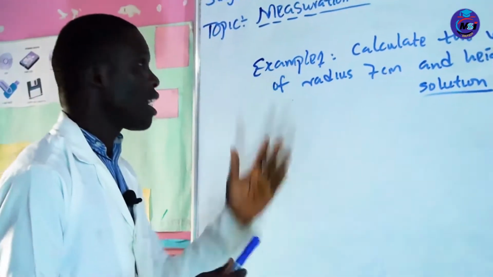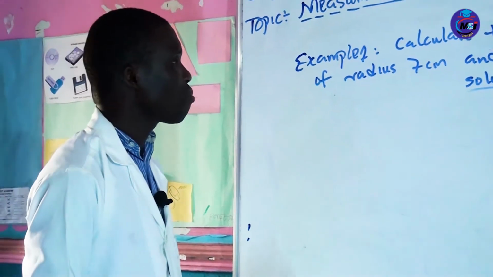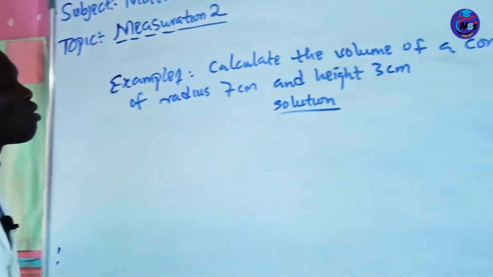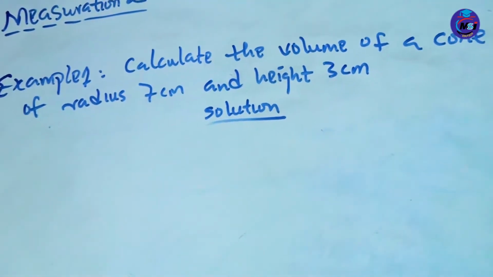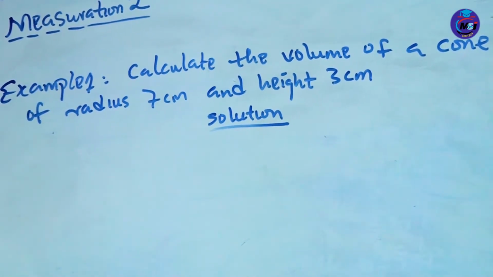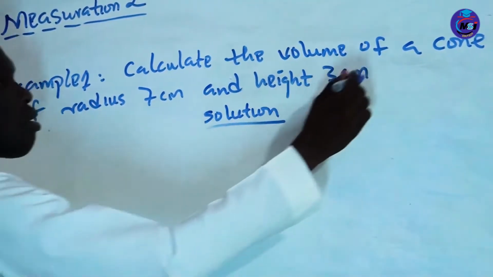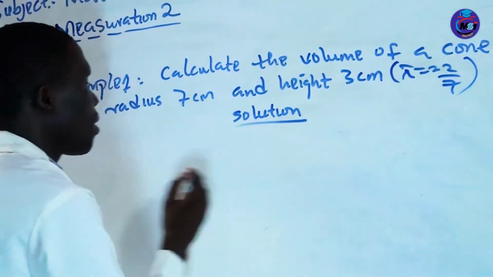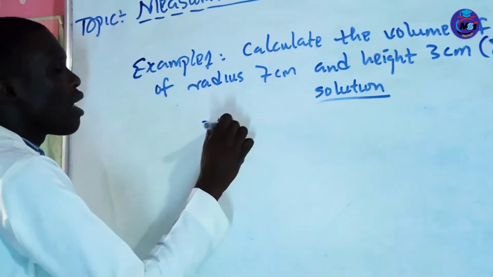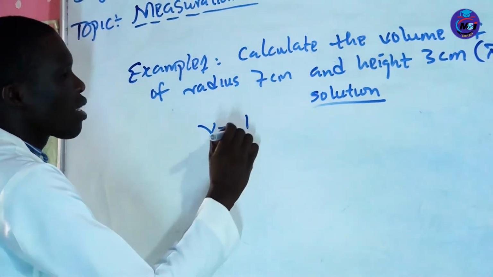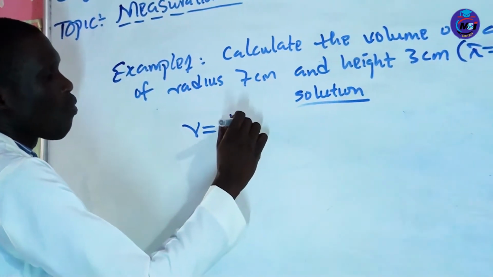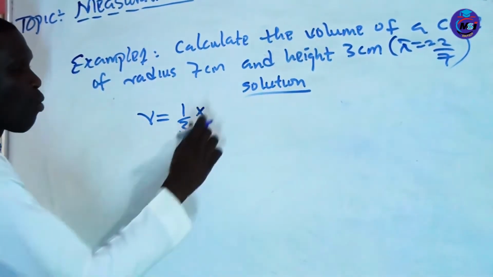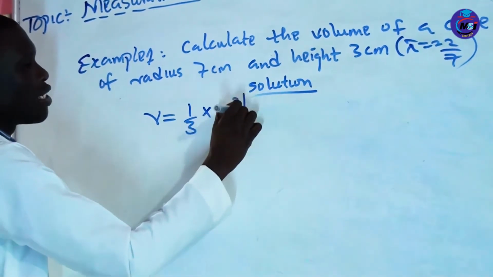Okay class, let's take a look at this example. Calculate the volume of a cone of radius 7 centimeter and height 3 centimeter. So our pi will be 22 over 7. Now volume of a cone is 1/3 of volume of cylinder, which is pi r square h.